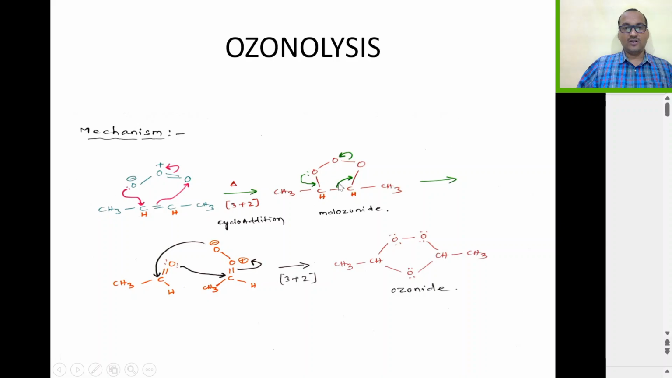And again this will undergo simultaneous bond making and bond breaking. So this bond will move here and this O single bond O will break on oxygen and this oxygen lone pair will come here. As a result you end up with these two species. And again these two species will undergo 3 plus 2 cycloaddition reaction. So as a result this oxygen lone pair will attack this carbon and this C double bond O will break on this O plus and O minus will attack this carbon. So as a result you end up with this ozonide.